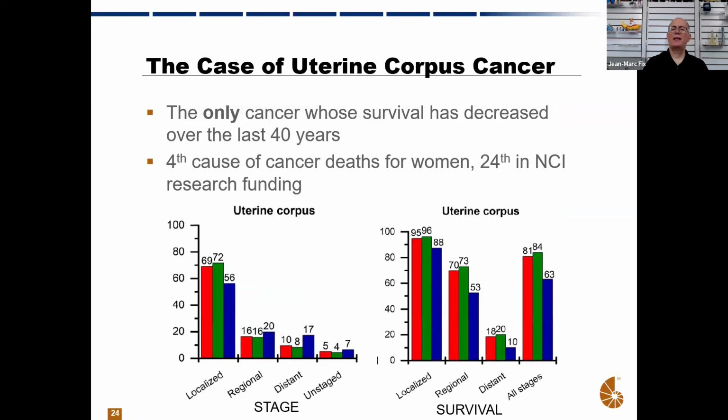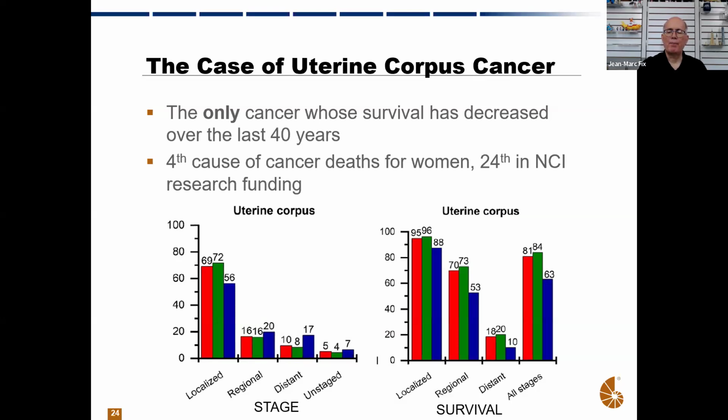I wanted to spend a little bit of time on uterine corpus cancer because it's the only cancer whose survival has decreased over the last 40 years and not increased. So things have gotten worse for uterine corpus cancer. Some points to the fact that although it's the fourth cause of cancer death for women, as far as research funding, it is not one of the sexy causes, and it gets only 24% of the National Cancer Institute research funding budget. But there's really more to it than that.